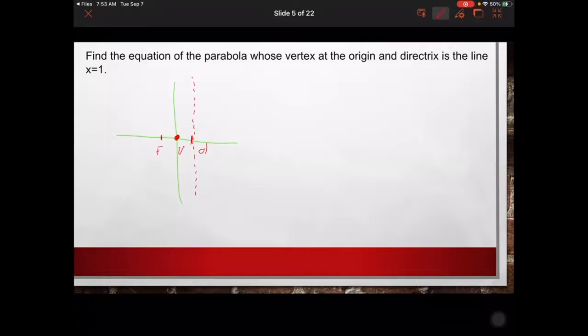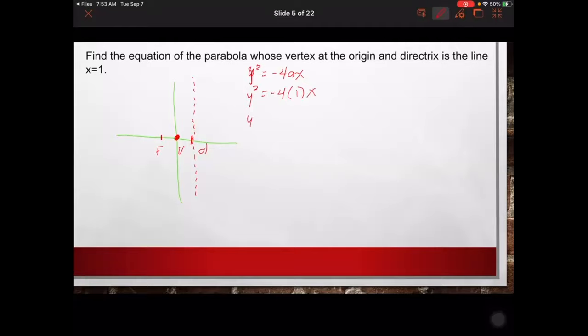Now, the formula na meron tayo is y squared is equal to negative 4ax. So, what is the value of our a? Our a is from F to V and V to D is 1. So, magkakaroon tayo dito ng y squared is equal to negative 4 times 1 then x. So, this will be y squared is equal to negative 4x.